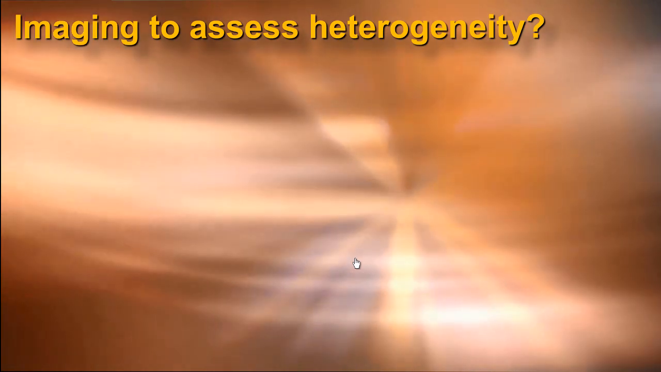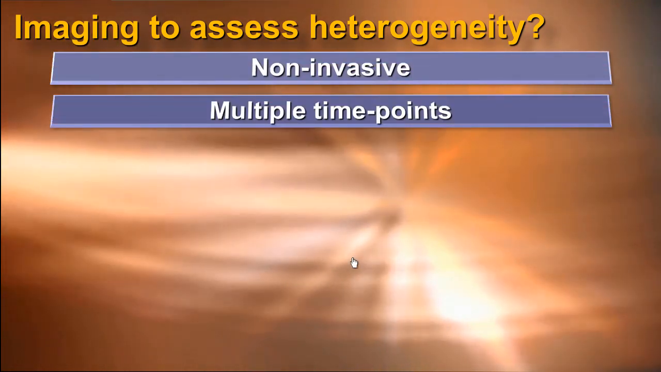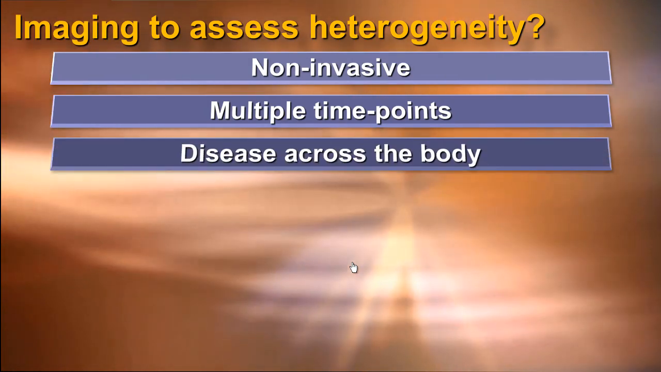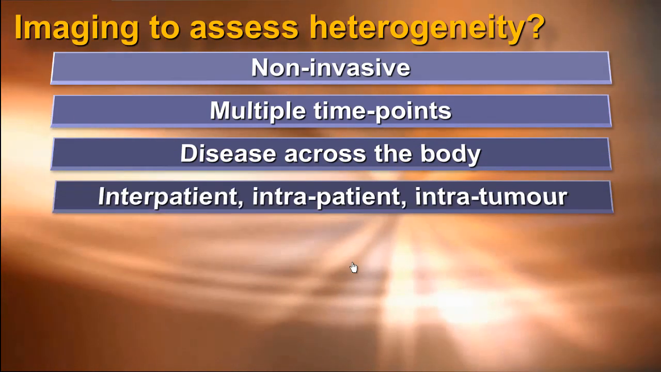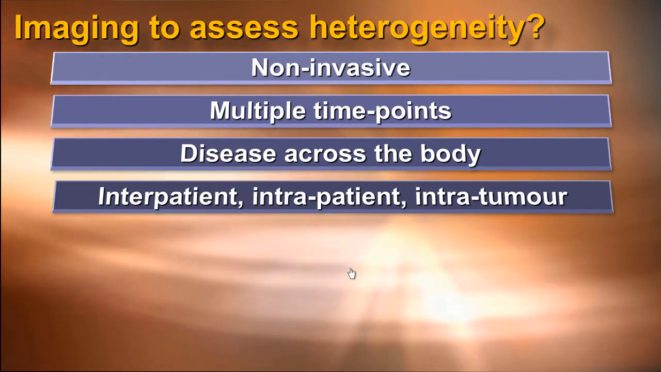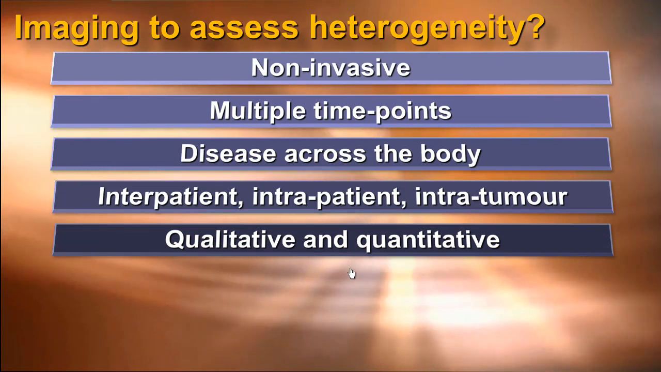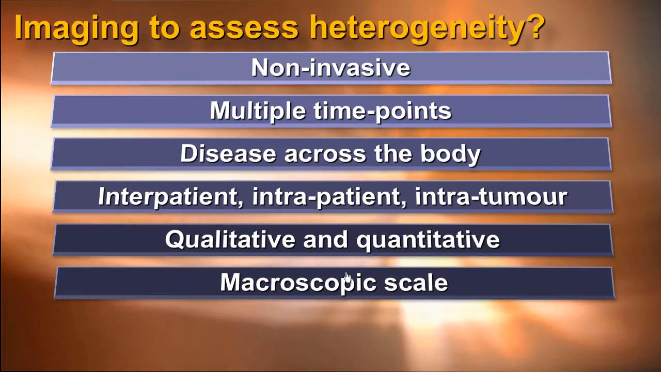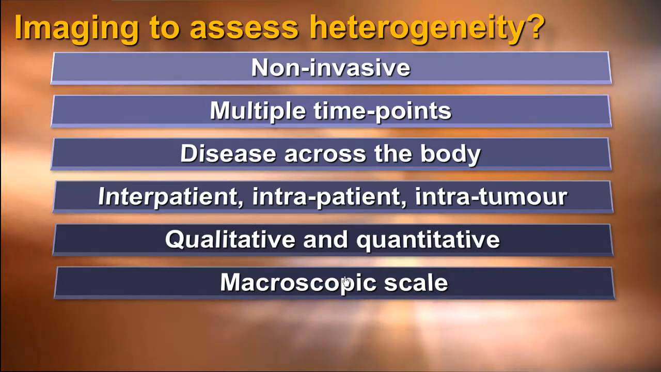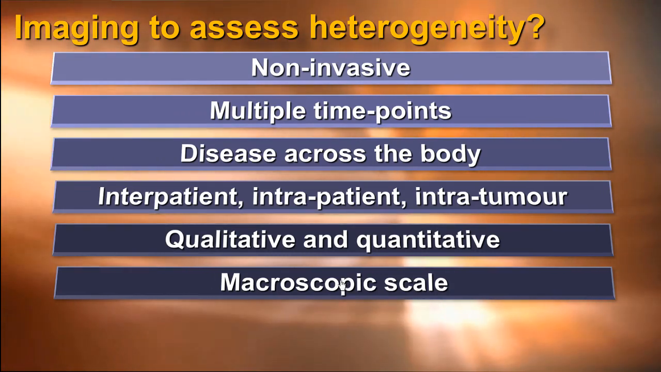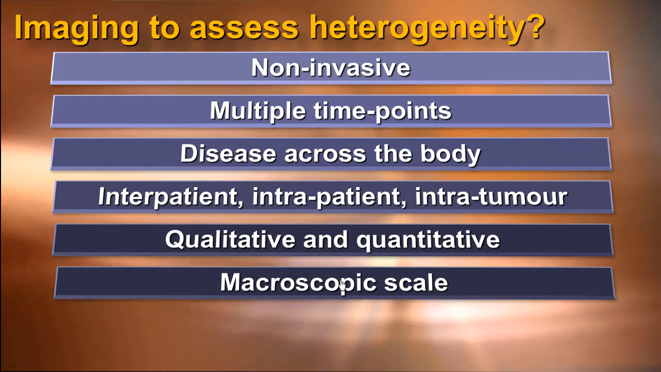So what is the point of using imaging to assess heterogeneity? Well, first of all, it is non-invasive. We are able to look at the imaging of the tumor across different time points. We can look at all disease across the body. We can look at potentially interpatient, intrapatient, or even intra-tumoral differences. This approach can be both qualitative as well as quantitative. And the only downside to this, I suppose, is that we're only able to look at heterogeneity on a fairly macroscopic scale. We'll never be able to match our oncologist colleagues in the ability to look at intercellular differences.